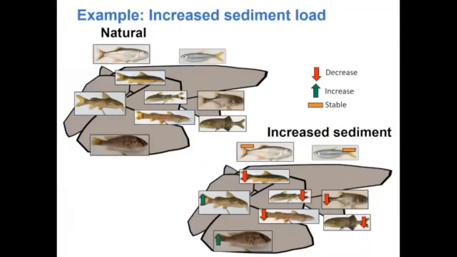I just want to quickly explain what the importance of data like this is using the rocky habitats as an example. So at the top here we have the community under natural conditions, but under increased sediment loading we may see the decline in certain species significantly associated with rocky habitats, while more generalist species may increase in abundance and some species may see no changes.